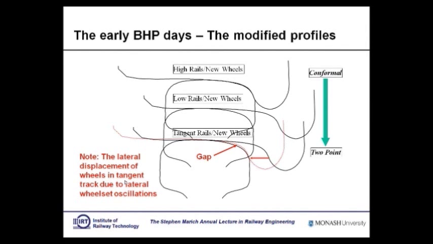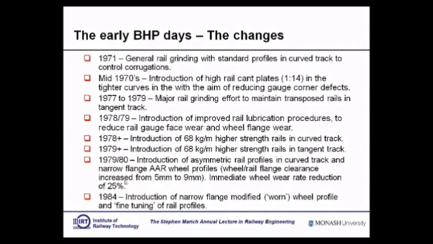I've got to go back to the original, to the outside. We had to push it out, and instead of 5 millimeters, we pushed it out to 9 millimeters gap. That's the gap between the wheel flange and the rail face on each side, 9 millimeters on each side. And that actually led to a reduction in wear by 25%. Bang! Overnight. We did that and the wear went down 25%.